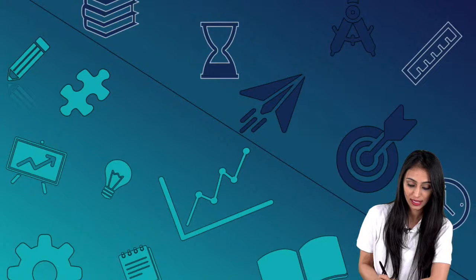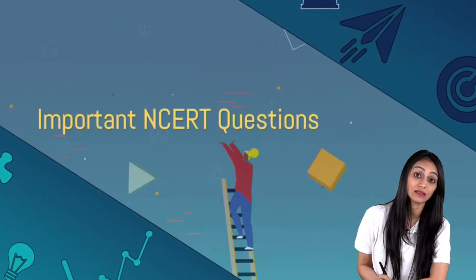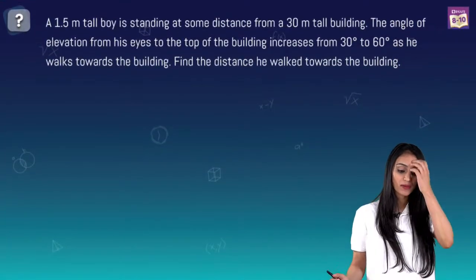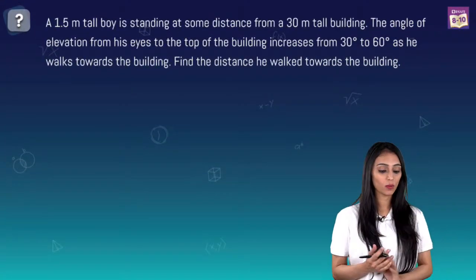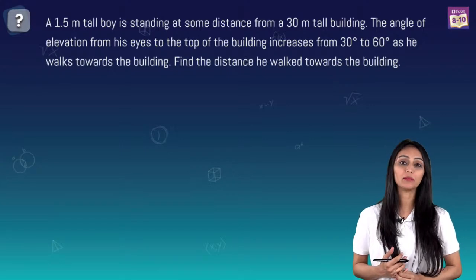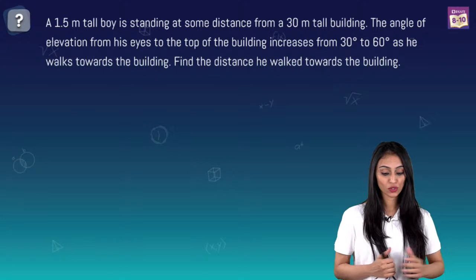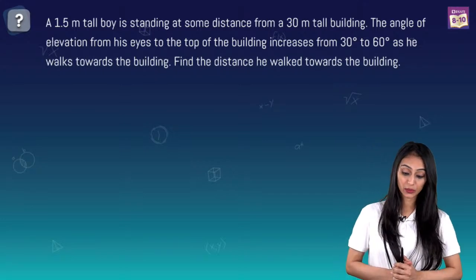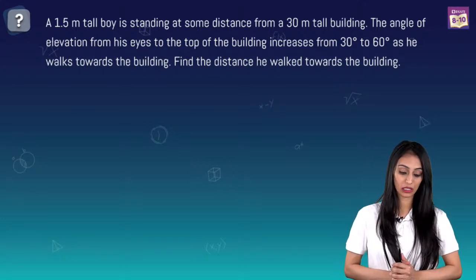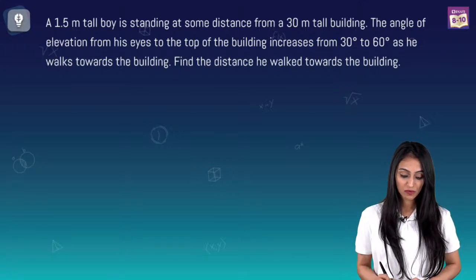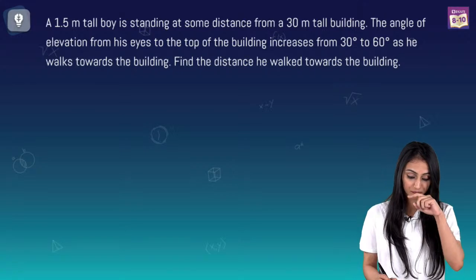Let's move ahead. Now we will discuss the important NCERT questions. Okay, let's take a look at this. A 1.5 meter tall boy is standing at some distance from a 30 meters tall building. The angle of elevation from his eyes to the top of the building increases from 30 degree to 60 degree as he walks towards the building. Find the distance he walked towards the building. Okay, so first of all we will see how to make the figure.